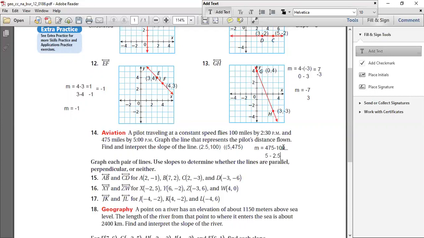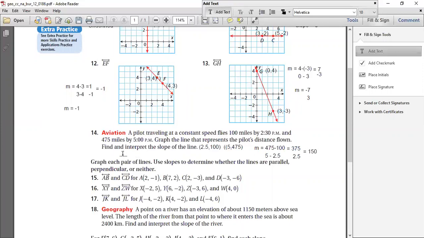Okay, so 475 minus 100 is going to give you 375 over 5.5 minus 2.5 is going to give you 2.5. So if you divide 375 by 2.5, you will be getting the answer as 150. Now the slope of the line is 150. So what is the interpretation?